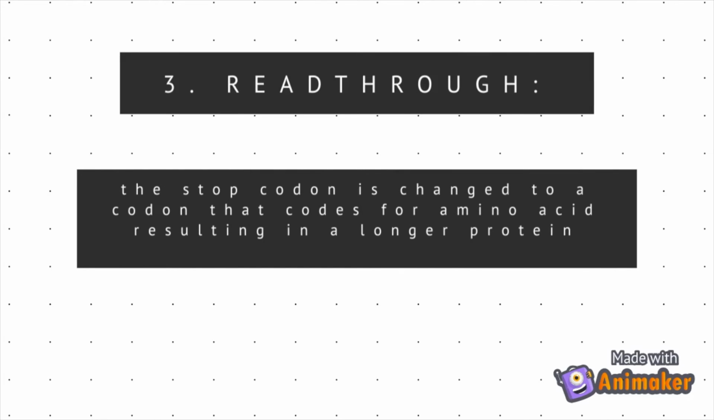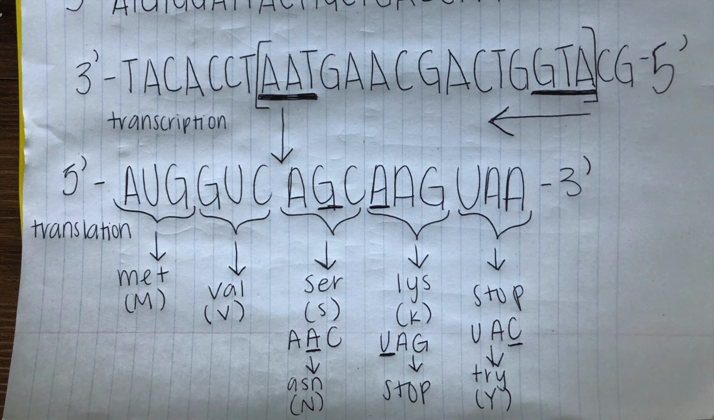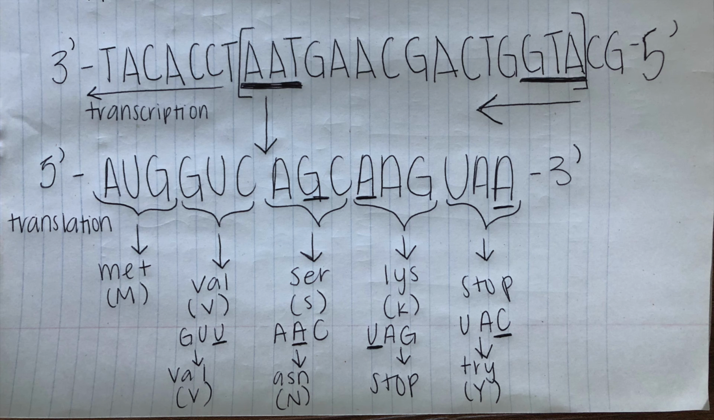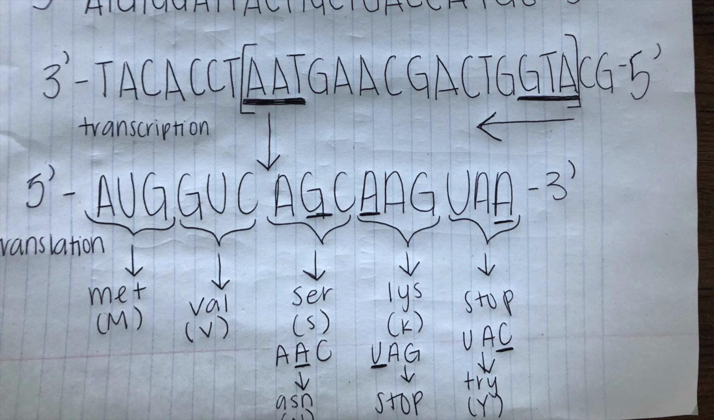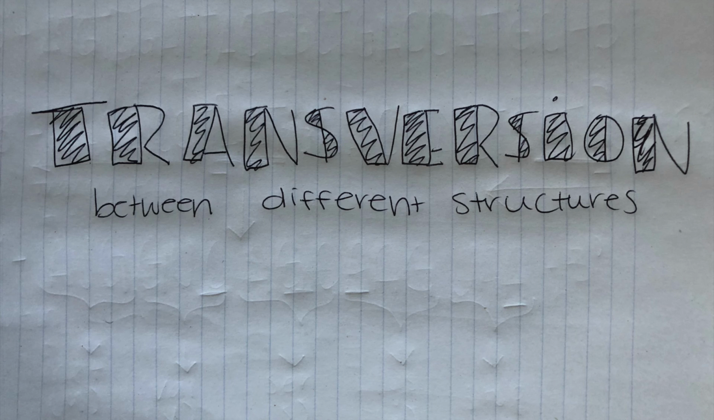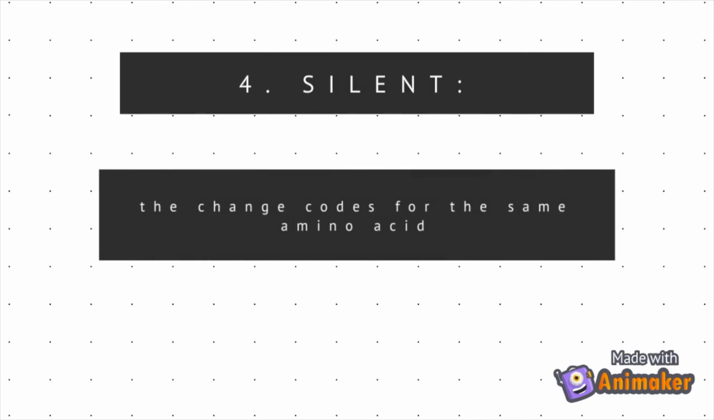A read-through is when the stop codon is changed to a codon that codes for an amino acid, resulting in a longer protein. For example, let's take our stop codon and change it from UAA to UAC. This instead gives us tyrosine, and we would continue coding for other amino acids in this direction until we hit another stop codon. We changed this A to a C, which is a transversion since we changed from a purine to a pyrimidine.